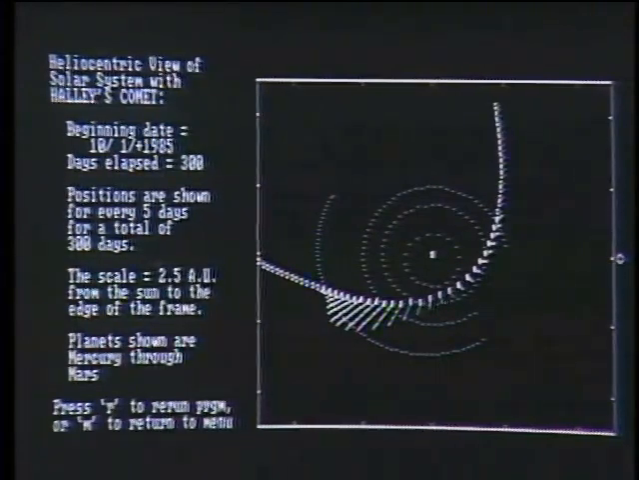Just to make clear what we saw there, Bob, that's the path of the comet for a 300-day period starting from that date you entered. October 1st. And they were the orbits of the planets that were identified on the side there.